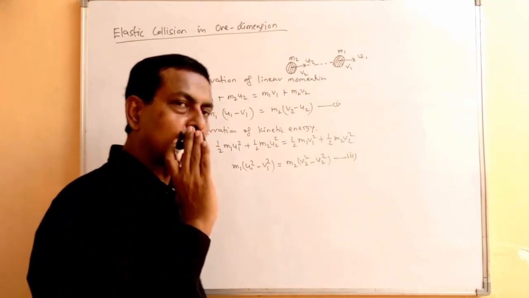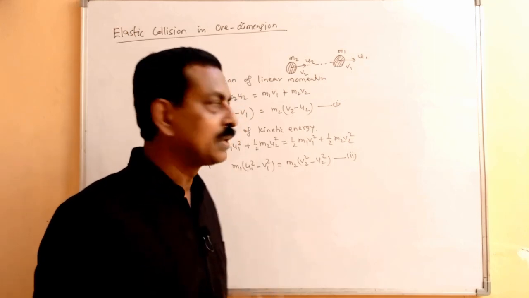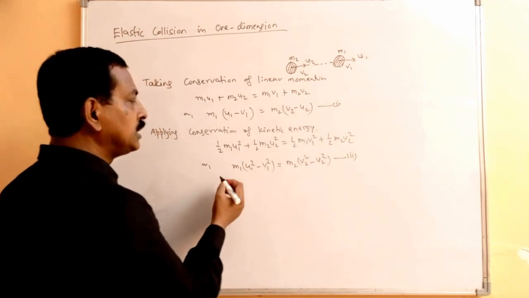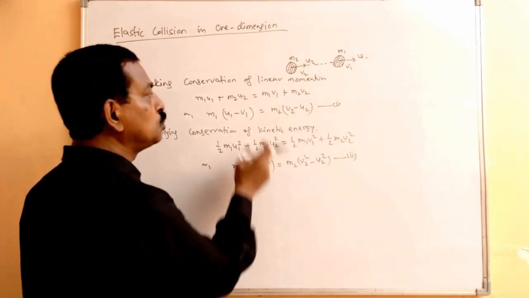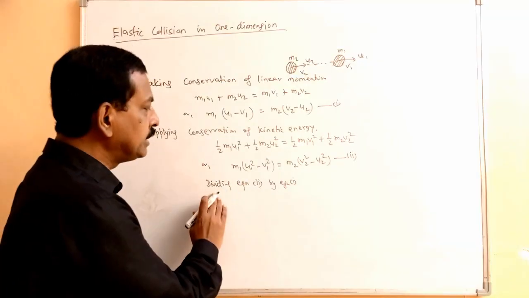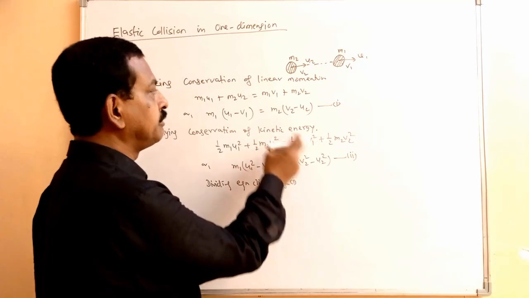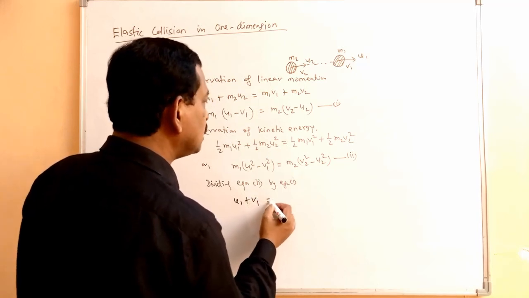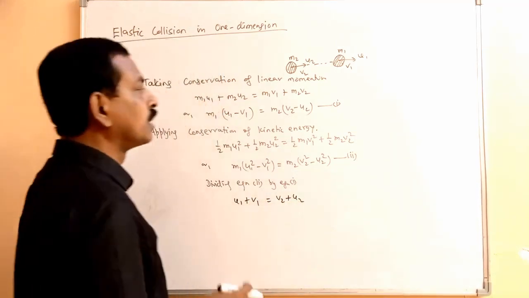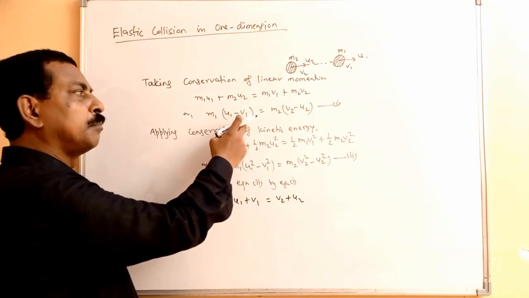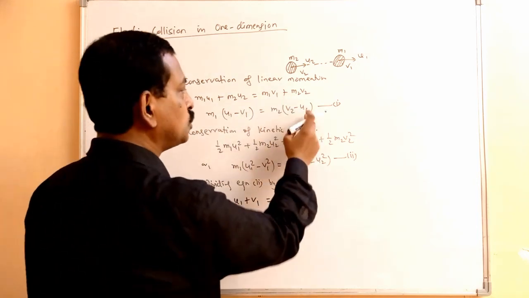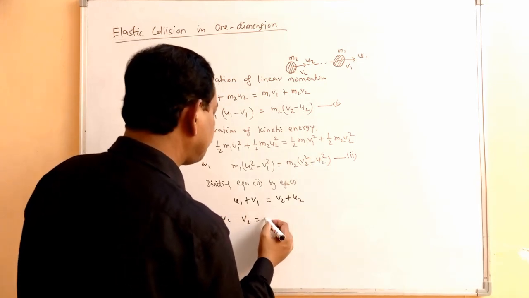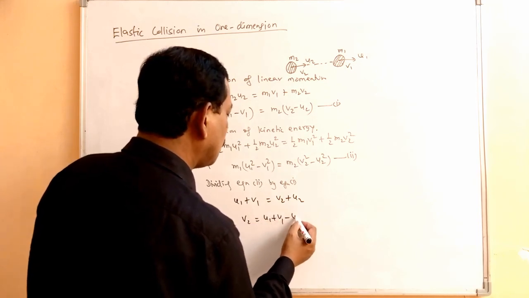Now we have to find the values of v1 and v2, so we need two equations, and these are the two equations. For simplification, it will be easier if I divide equation 2 by equation 1. Dividing equation 2 by equation 1, we get u1 plus v1 equals v2 plus u2, because the terms u1 minus v1 get cancelled, and here also v2 minus u2 gets cancelled. Or you will get v2 equals u1 plus v1 minus u2.